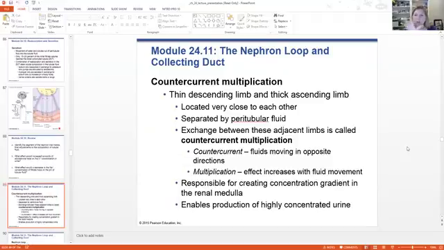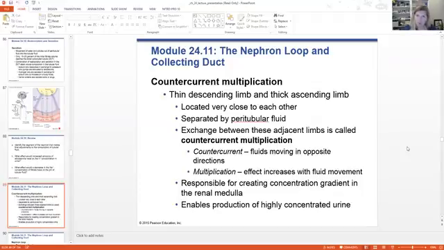So we talked about the processes in general: filtration, reabsorption, secretion. There's something important that happens in the nephron loop that kind of blows my mind. It's really, really cool. So remember, in the glomerulus, you have mostly filtration, PCT, mostly reabsorption. DCT, you have variable secretion and reabsorption going on based on other factors, right?